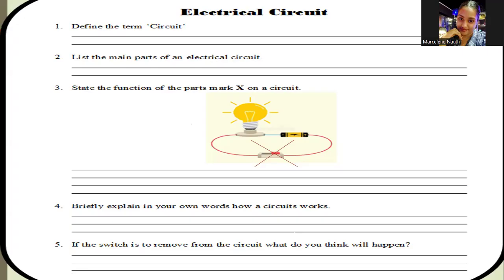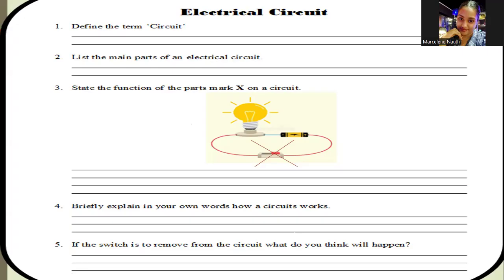Now, if the switch is removed from the circuit, what do you think will happen? Let me hear from Serena. Let me hear that. Okay, you wouldn't be able to turn it on or off. Very good. Give her a clap. All of you did so well.